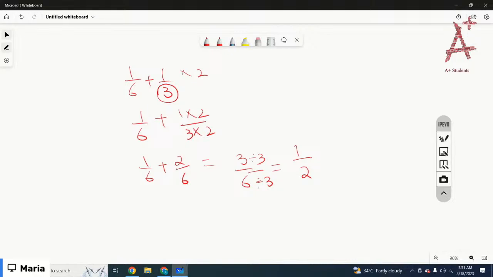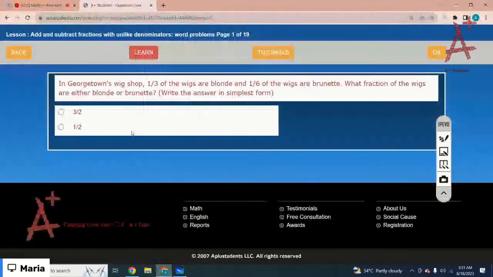It would be 1 over 2. So just select the correct option and then click on the OK button.